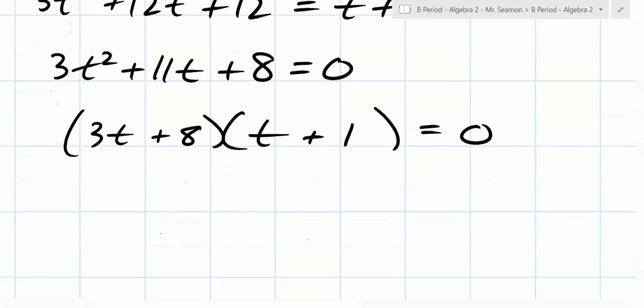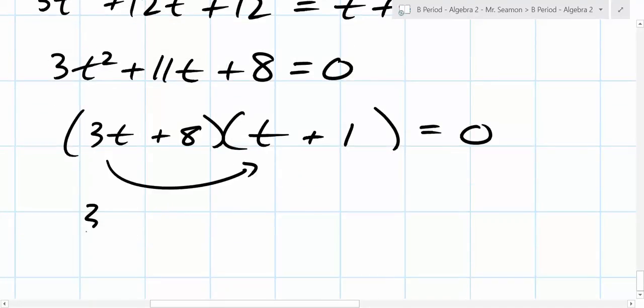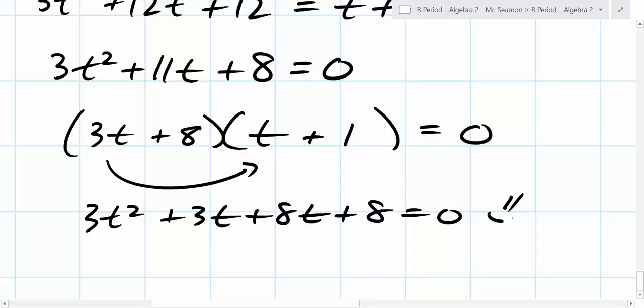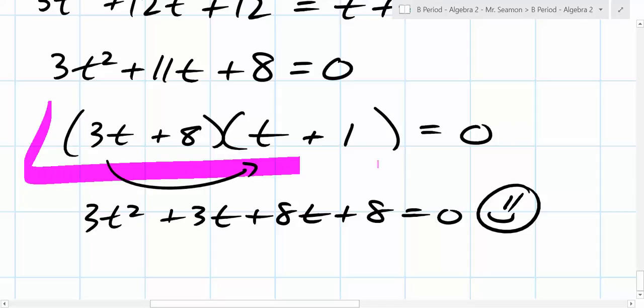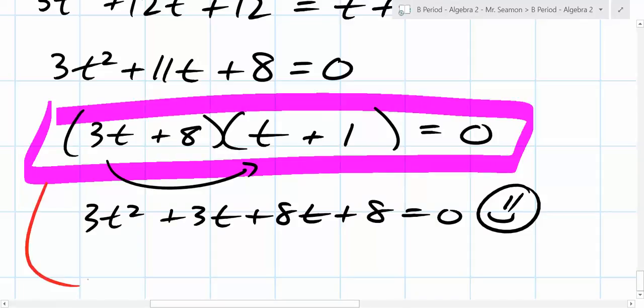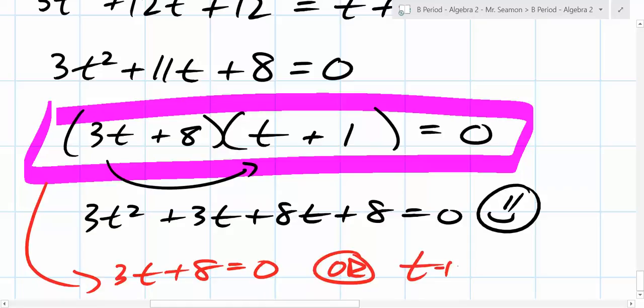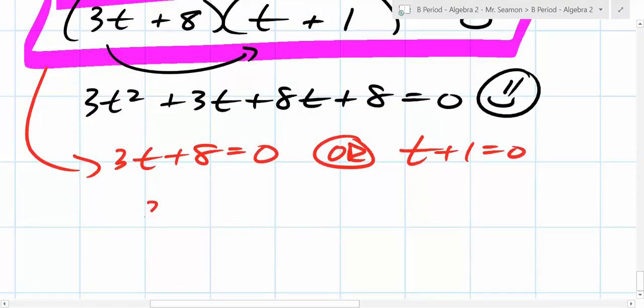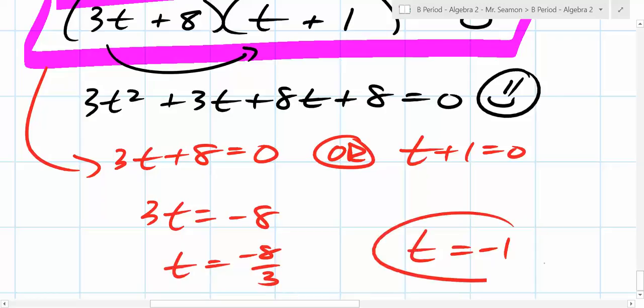So if you do this, let's just check. 3t times t, 3t squared, plus 3t, plus 8t, plus 8. Is that what we want it to be? Yeah. So at this point, what does this tell us? The zero product property tells us that 3t plus 8 has to equal what? 0, or what? So we end up with 3t equals negative 8. So what does t equal? Yep, or t equals? Yeah, you have two answers right there.